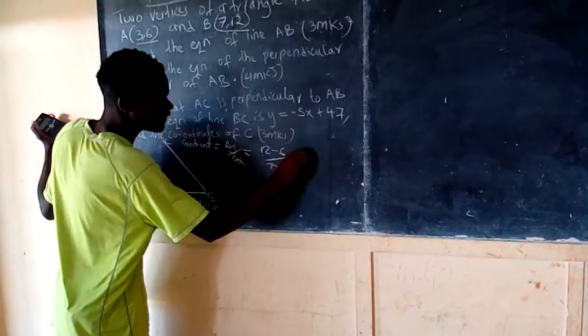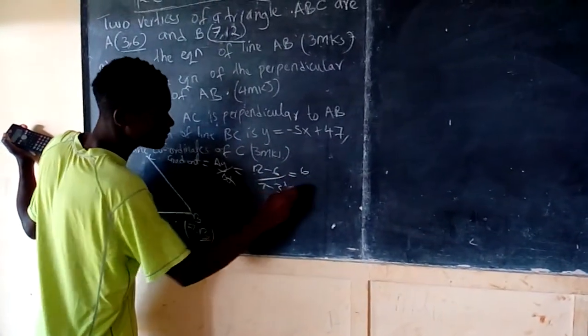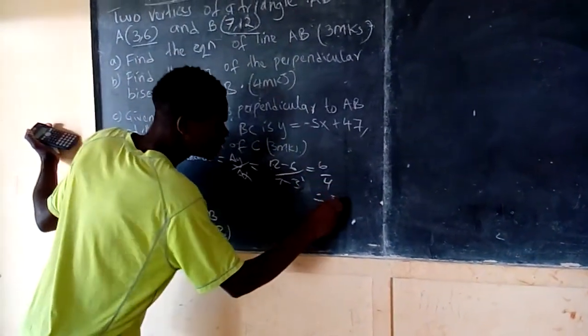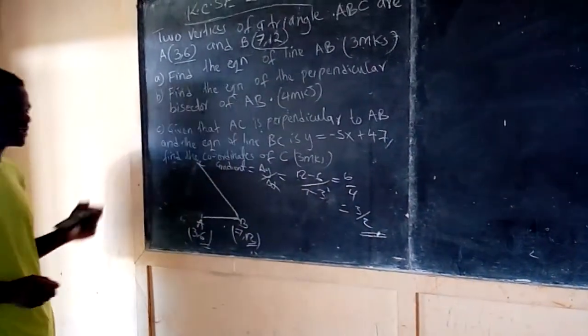Now, what do I get there? 12 minus 6 is 6. Then 7 minus 3 is 4. Now, the gradient at that point is 6 over 4, which simplified is 3 over 2. I find the gradient of that line is 3 over 2.